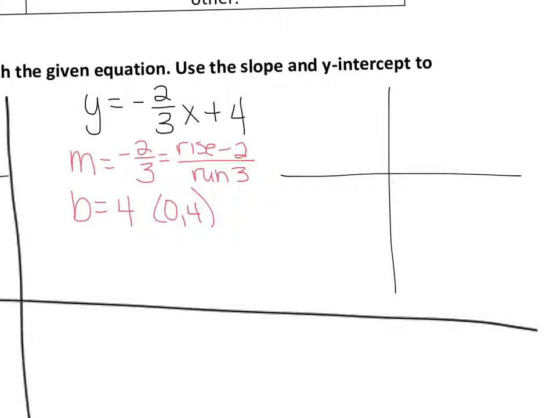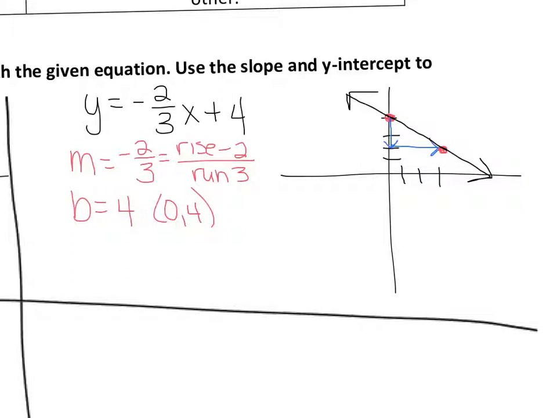Okay, well we're going to start by plotting my y-intercept. So we're going to go up to 0, 4, plot my first point. To get my second point, I'm going to use my slope. Now this time my slope tells me I'm going to rise -2. Well, to rise -2, that means I need to go down 2 units. So I'm going to go down 2, and then I need to run 3. So from my y-intercept, I'm going to rise -2, run +3, and plot my second point.